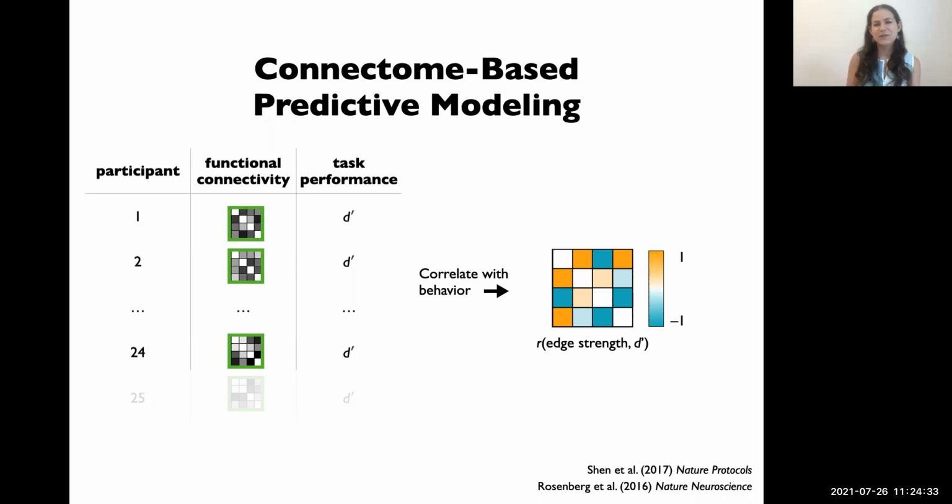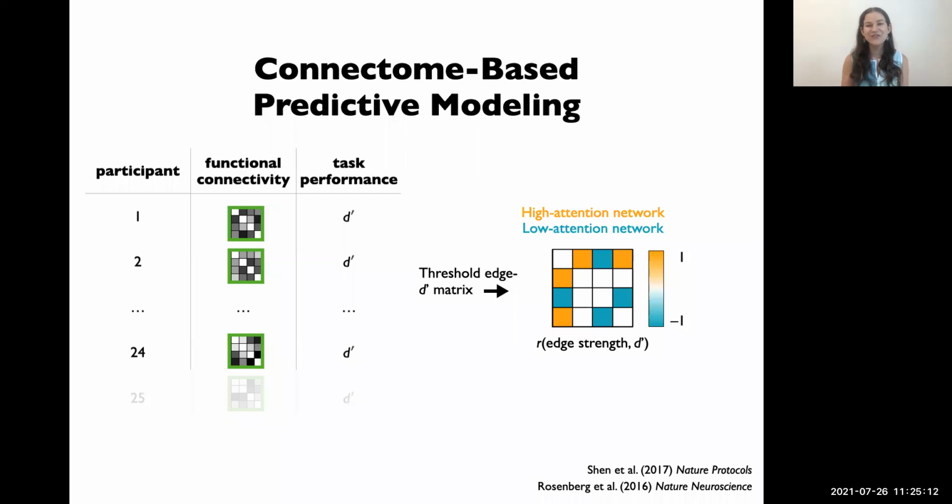And so that gives us this matrix here. In this matrix, showing the relationship between task performance and functional connection strength, cells in orange indicate connections that are stronger in individuals with higher d prime scores, whereas cells in blue indicate connections that are stronger in individuals with lower d prime scores. If we threshold this matrix, we can retain the functional connections that are most strongly related to behavior in the positive direction. We call those the high attention network, and most strongly related to behavior in the negative direction. We call those the low attention network.